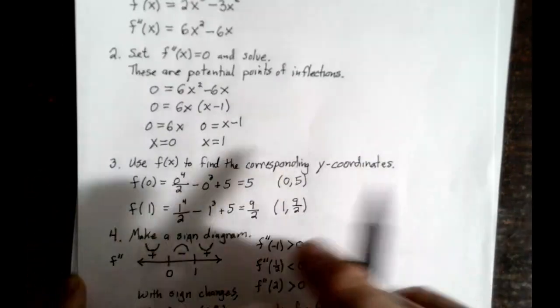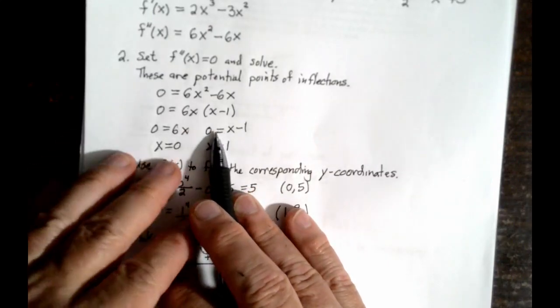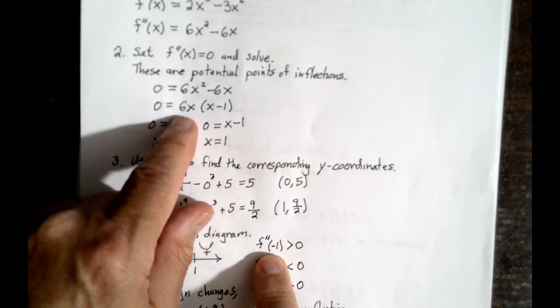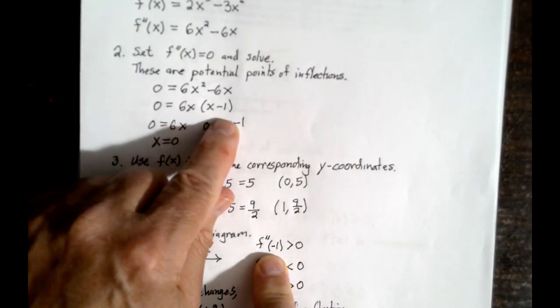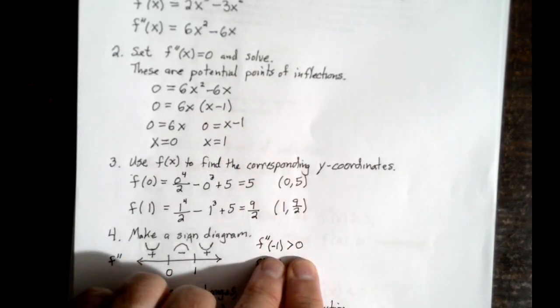Now again, you're going to want to pick the most factored form of the second derivative. So you're going to plug in minus 1 here into this. So 6 times minus 1, that's negative. And minus 1 subtract 1, that's negative. Negative times negative is positive, greater than 0.